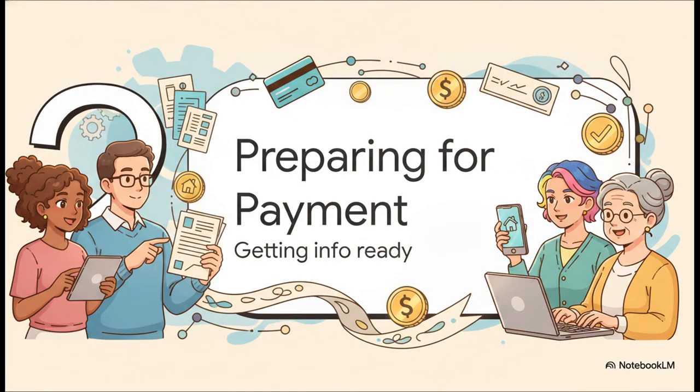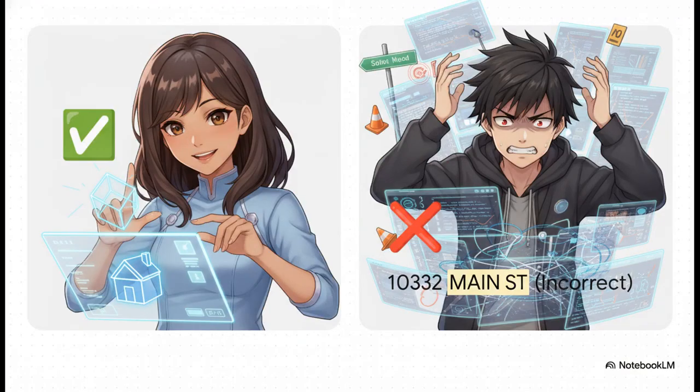Moving on to Section 2, Preparing for Online Payment. Let's get your information ready for the portals. Getting your info formatted correctly is kind of the secret sauce to a smooth online transaction here. One of the most common mistakes people make happens right at the very beginning when they're just searching for their bill. You see, the county's database has incredibly strict search rules.